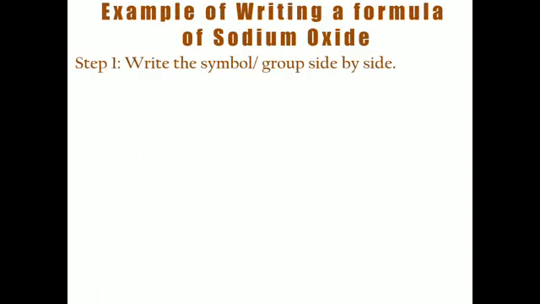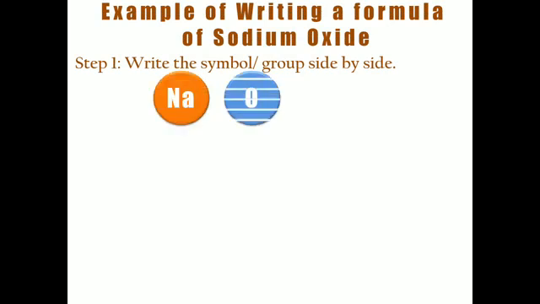Just look at this particular slide, you will get the example of writing sodium oxide. So how can we write this formula? This is sodium and this is oxygen. Here we have to write side by side like this, sodium and oxygen. No need to put them in a circle. Remember, Na and O is sufficient to write. This is just to illustrate for you.